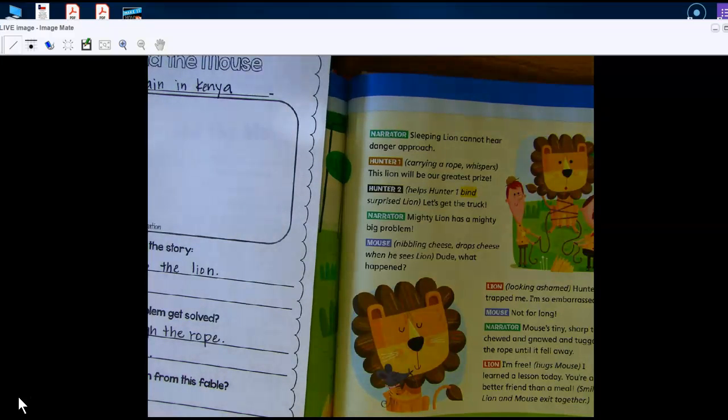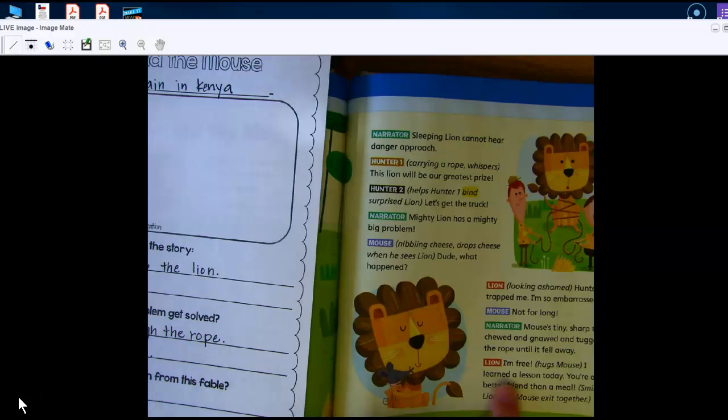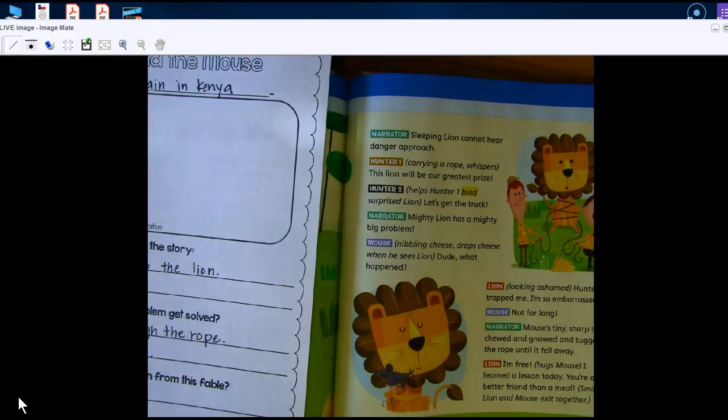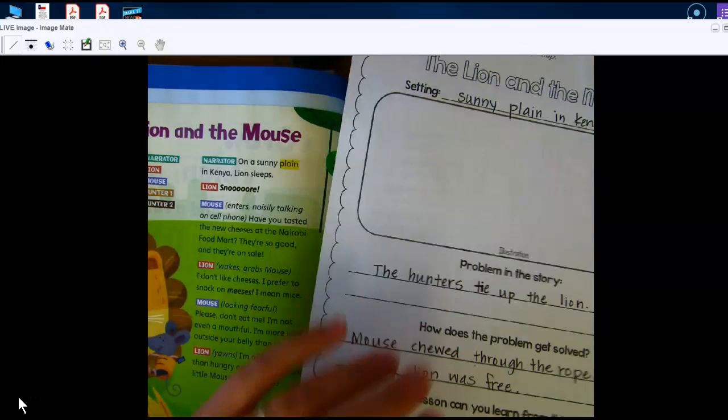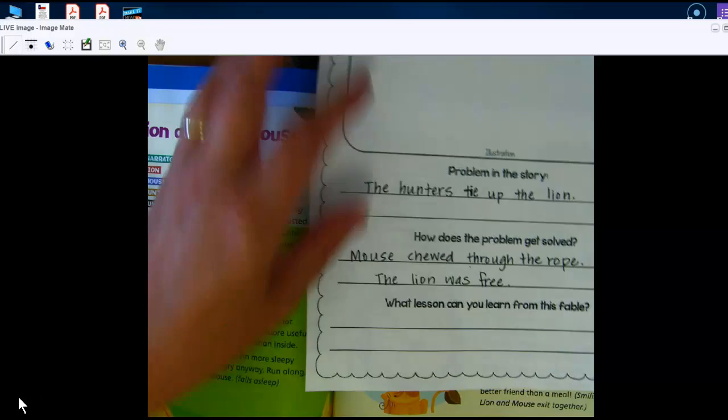Okay, the next part's probably the hardest part. We've learned this though before so far this year. At the end, he says, I learned a lesson today. You're a better friend than a meal. That's what the lion learned. But when we talk about theme, it's a lesson that you learn, remember? It's a lesson that you learn. So you didn't learn that a mouse is a better friend than a meal. That's not what you would learn from the story. But this story is trying to teach us something. So what do you think this story is trying to teach us? What is he trying to teach us, Isaiah?